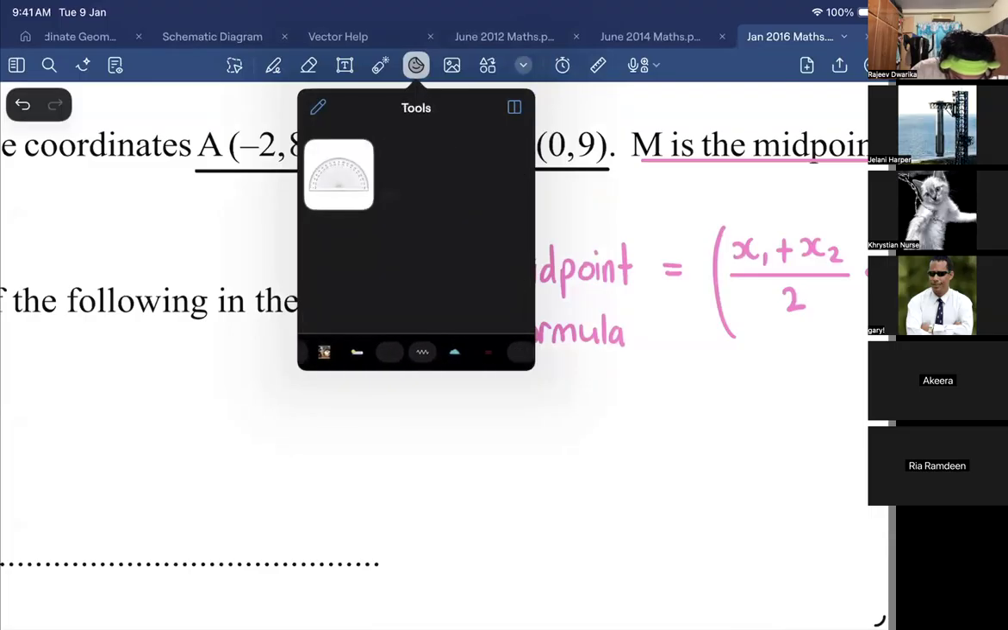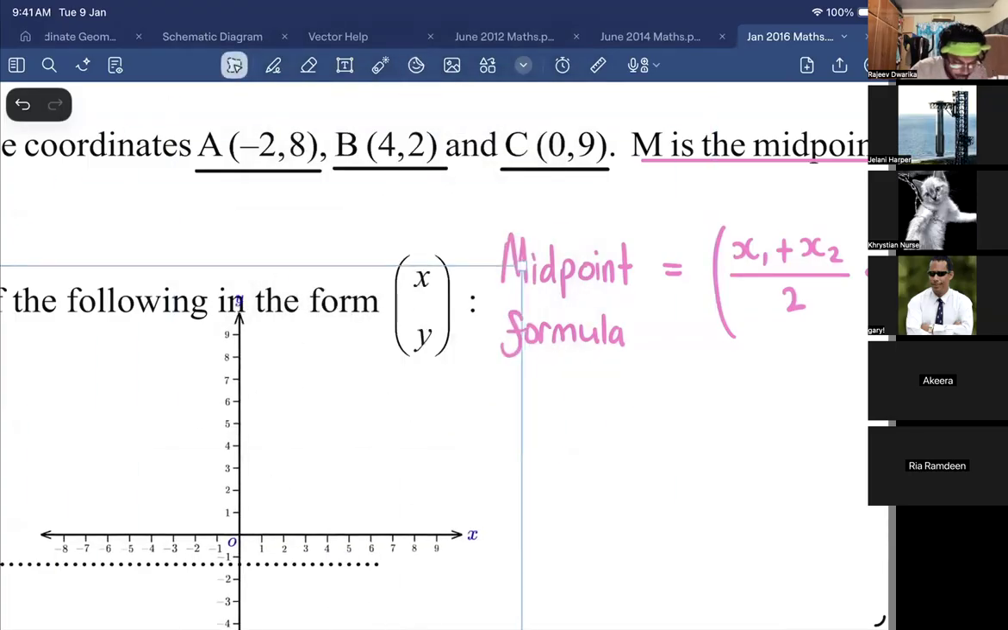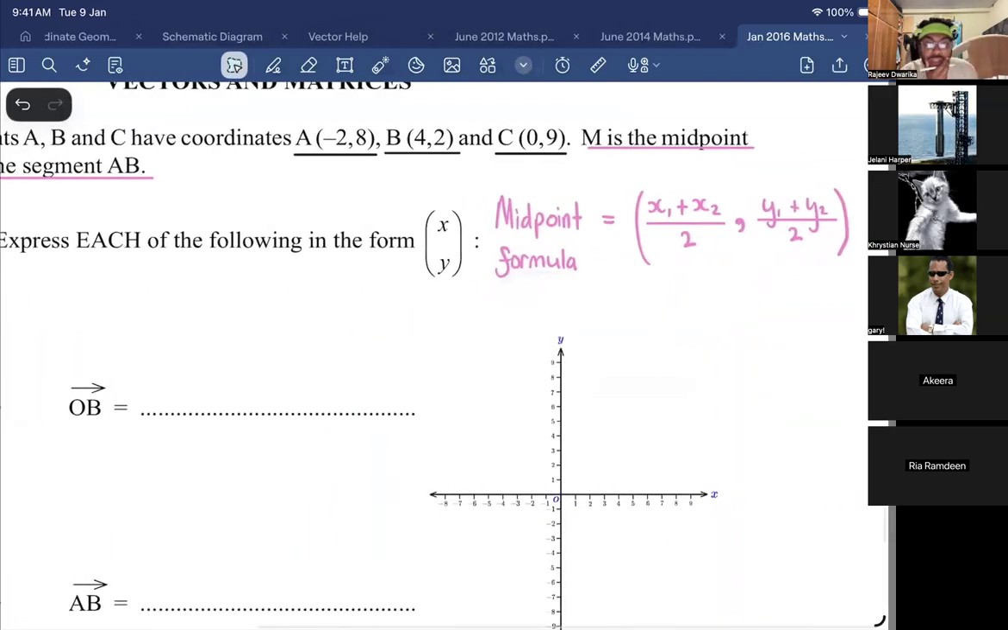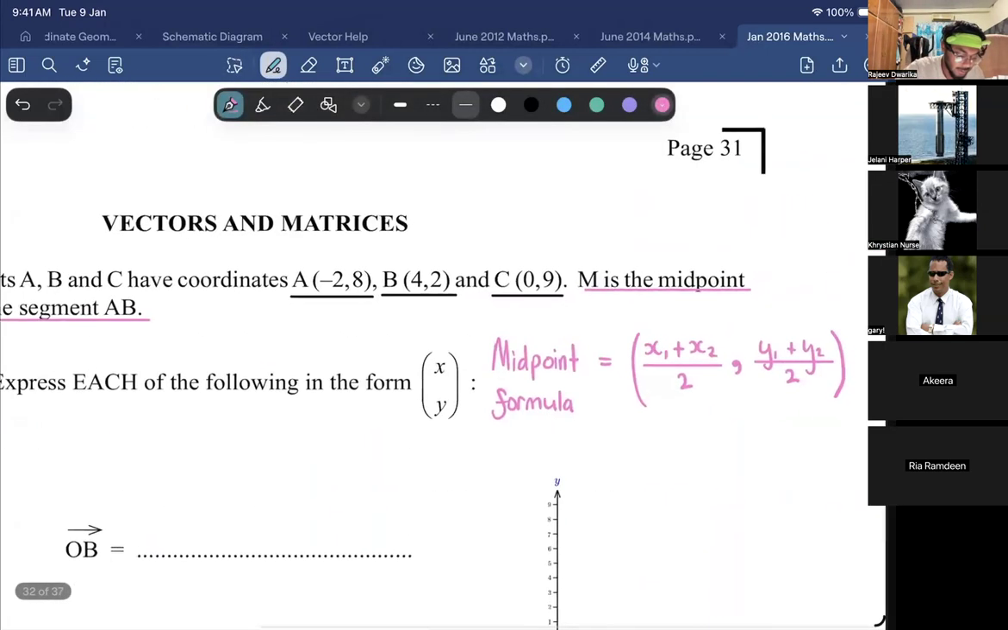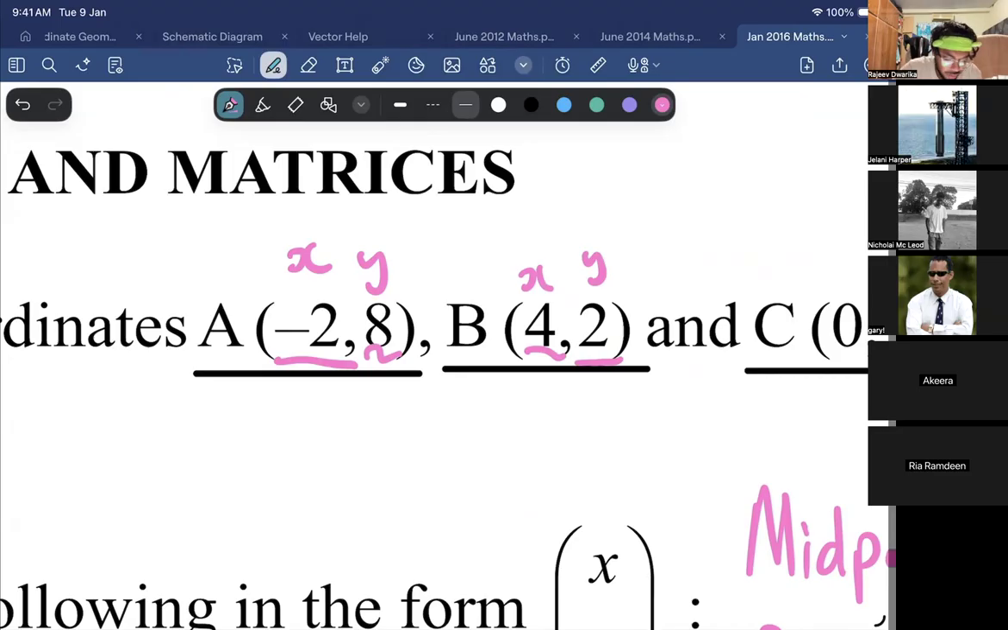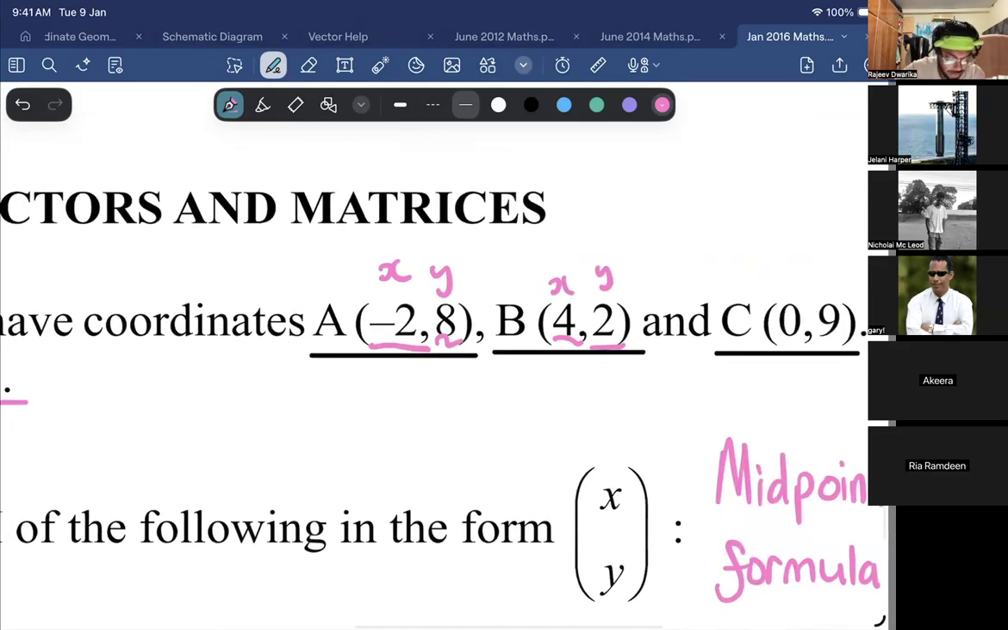Where are my graphs? Okay, here we go. When you're plotting a point, the first value is what value? X. The first value is the x value. The second value is the y value. We know that.